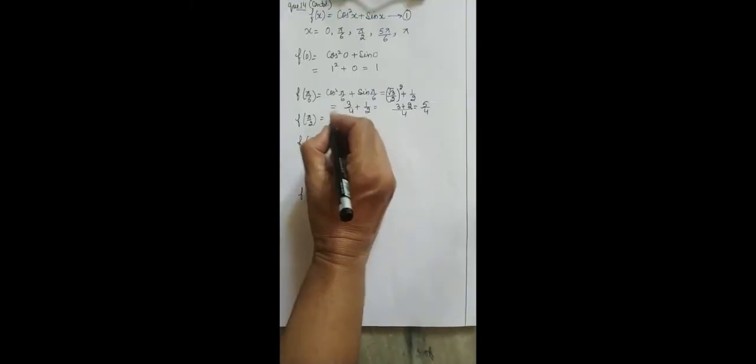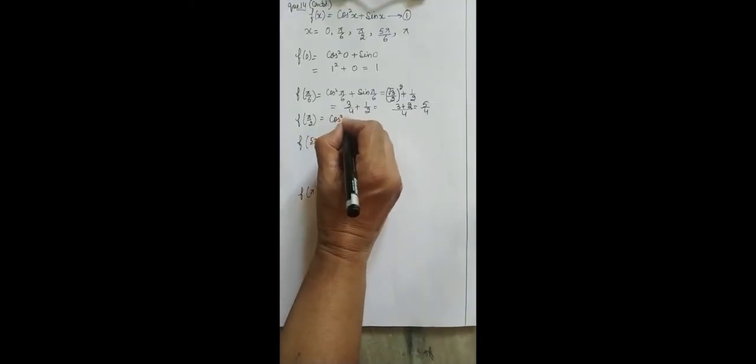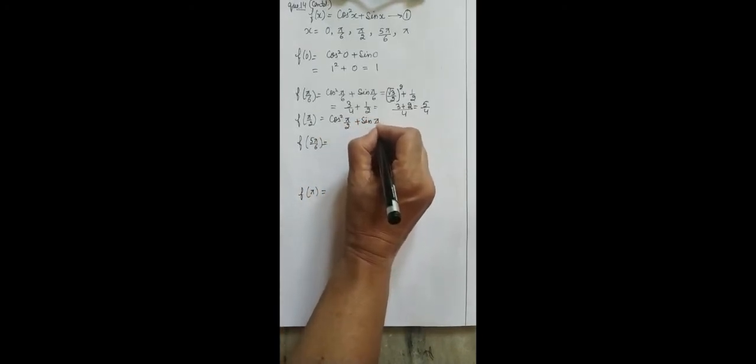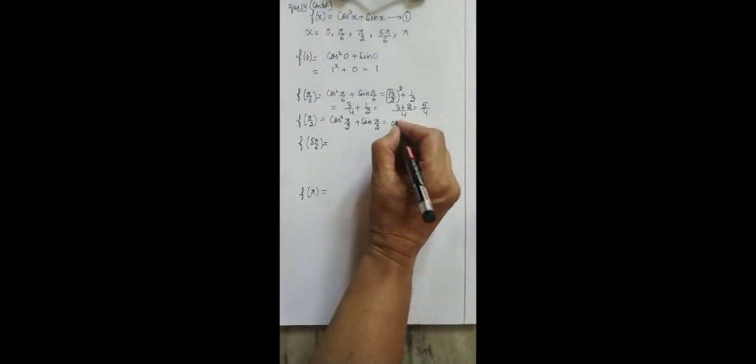Now next is f of pi by 2. So it is cos square pi by 2 plus sine pi by 2. So now what is cos 90? It is 0. And what is sine 90? It is 1. So this is again 1.